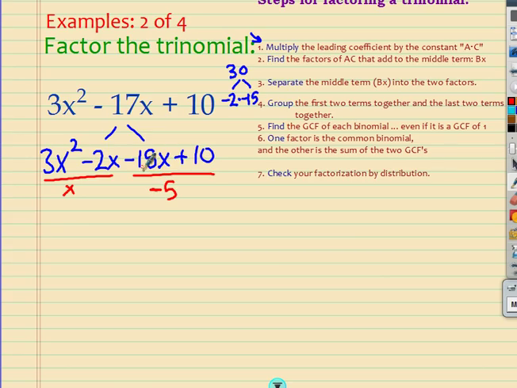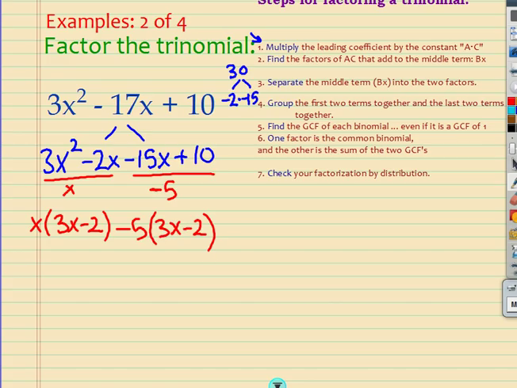Regardless of whether negative is common on both of them or not, we are still going to factor out a negative because the leading coefficient is negative. So if I factor out an x from the first group, we should have 3x minus 2 left. If I factor out a negative 5 from the second group, we will have 3x minus 2 left.